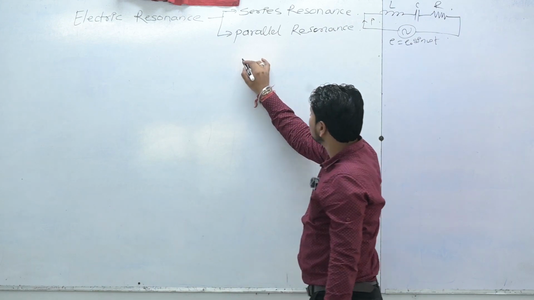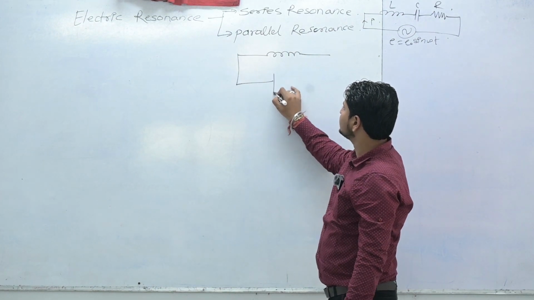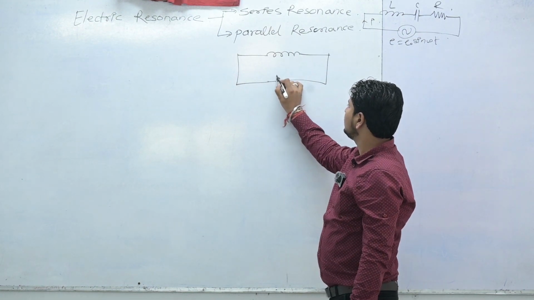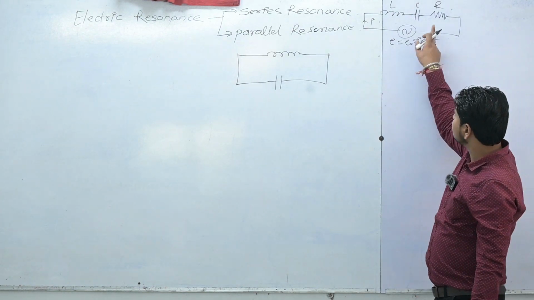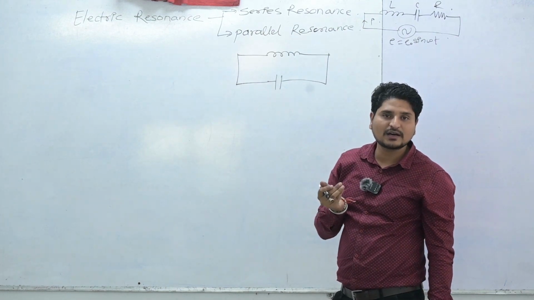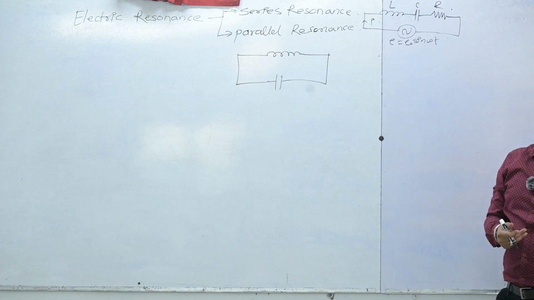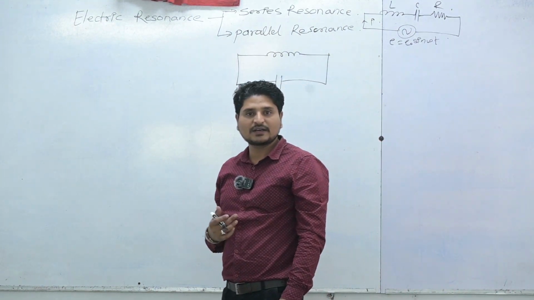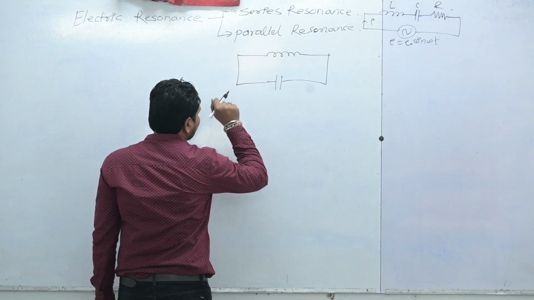Now the parallel combination. In the parallel combination, there are two connections between this EMF, the inductor and the capacitor. Why are we not taking resistance here in the parallel combination? Because the phase difference between EMF and current in a resistance is zero. That's why we are not taking resistance in the parallel combination.